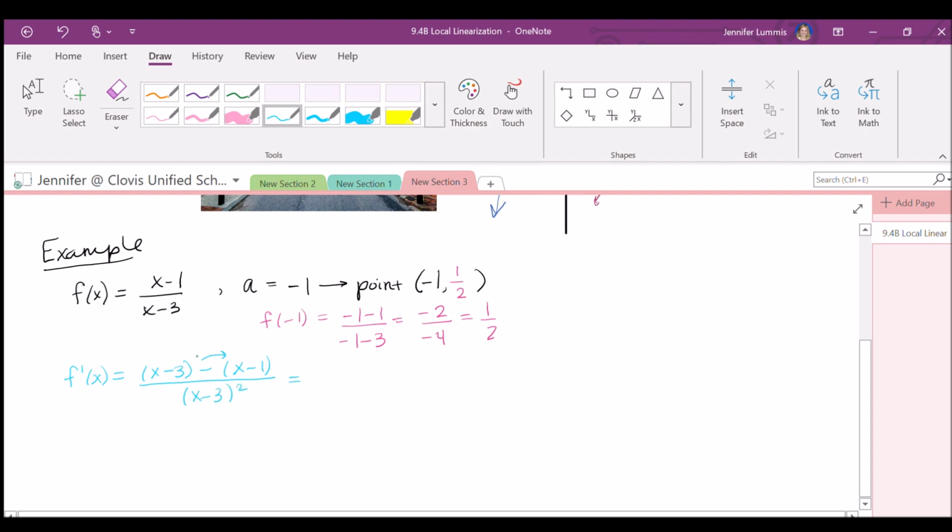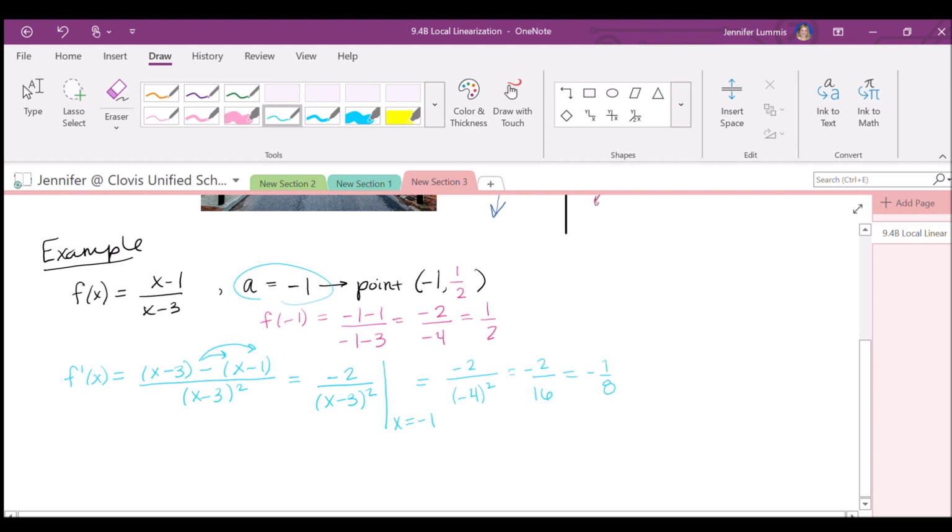We distribute this negative. x minus x is 0, and -3 plus 1 is -2. We're left with (x minus 3) squared in the denominator. So this is my slope function, and I'd like to evaluate it when my x value is -1. So again, I'm getting that from this number here. All right, so -2 over, that would give us (-4) squared. So -2 over 16, or -1/8.